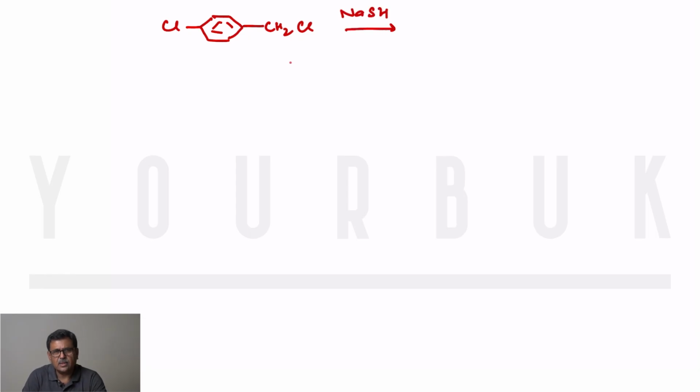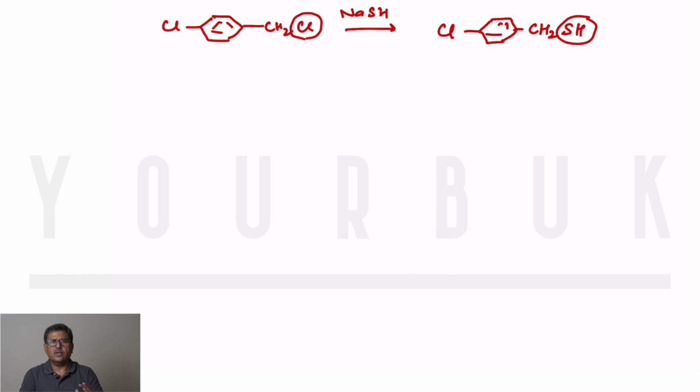Now I'll give you one example. This is an example given to you. Now we are reacting this with NaSH. Now my question is, what is the product formed? In this case again two chlorines are present, but the chlorine which is directly bonded to benzene cannot be replaced, because that group is in resonance with the benzene. So only the chlorine on the side chain will be replaced by SH. So my answer is this. Only this chlorine will be replaced.